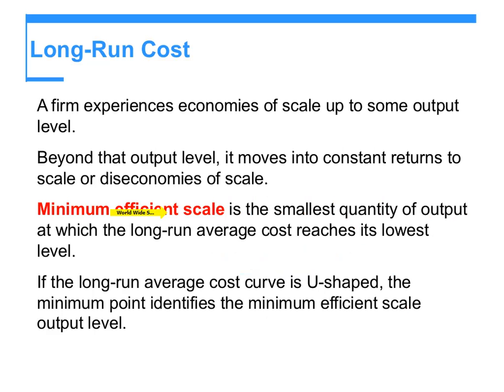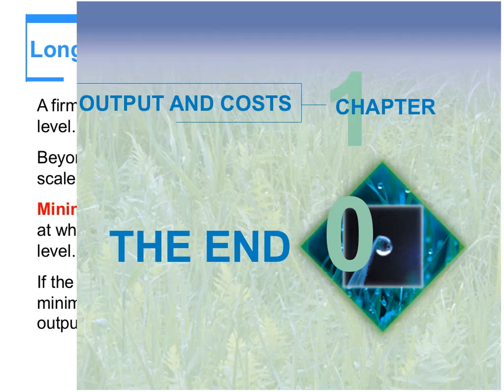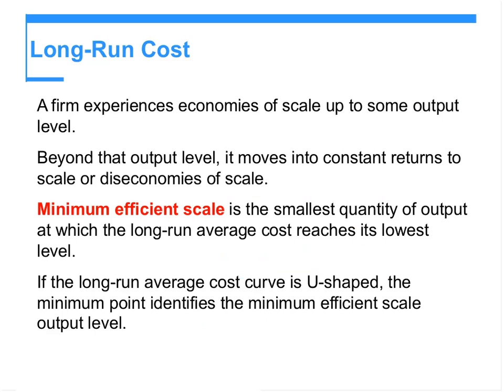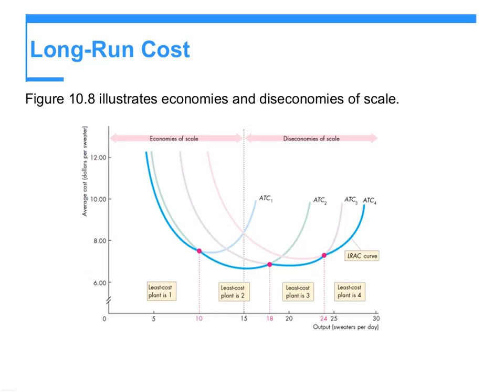If the long-run average cost curve is U-shaped, the minimum point identifies the minimum efficient scale output level, the one that we just showed you. So one more time, if I want to show you that, it is this, as you can see. This is the minimum long-run average cost. That is exactly the point that we call minimum efficient scale. You can see here it's a U shape, the whole thing. The minimum point shows the minimum efficient scale.